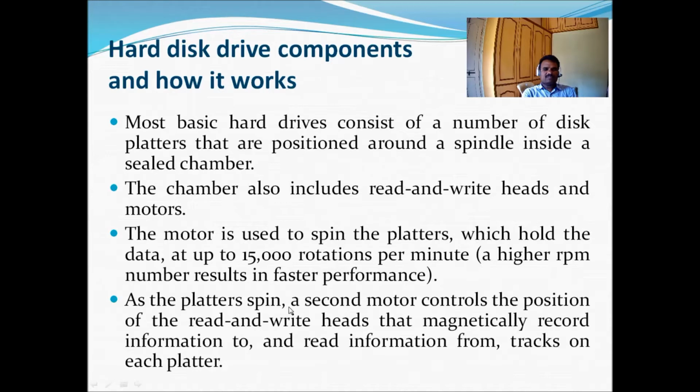As a platter spins, a second motor controls the position of the read and write heads that magnetically record information to and read information from tracks on each platter. This is the technology to read the information and also write the information on the platter.